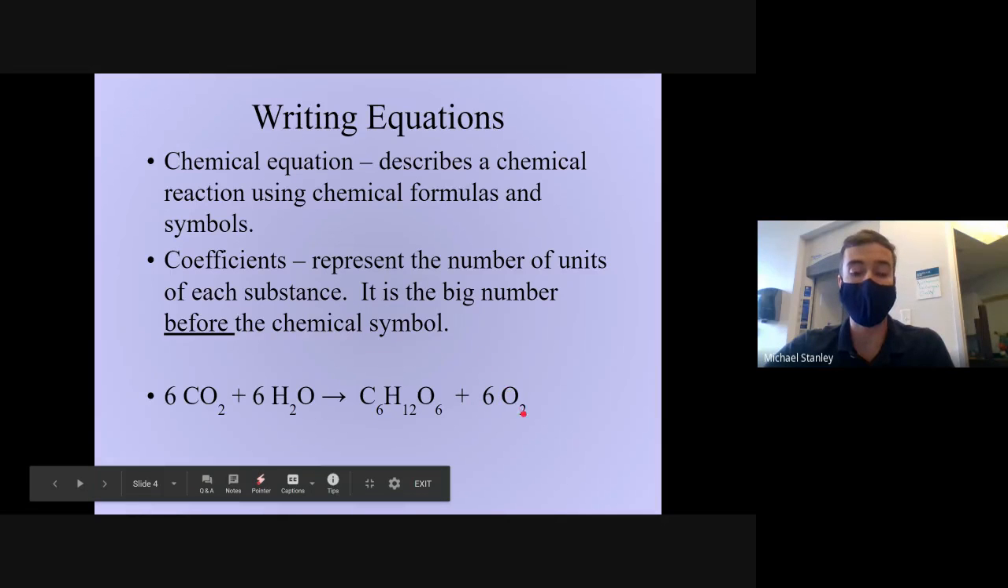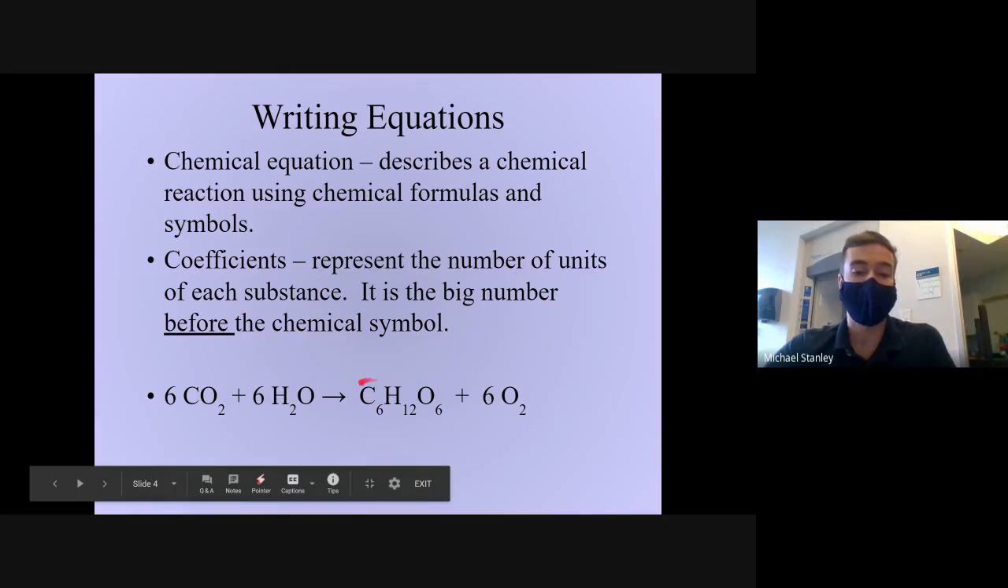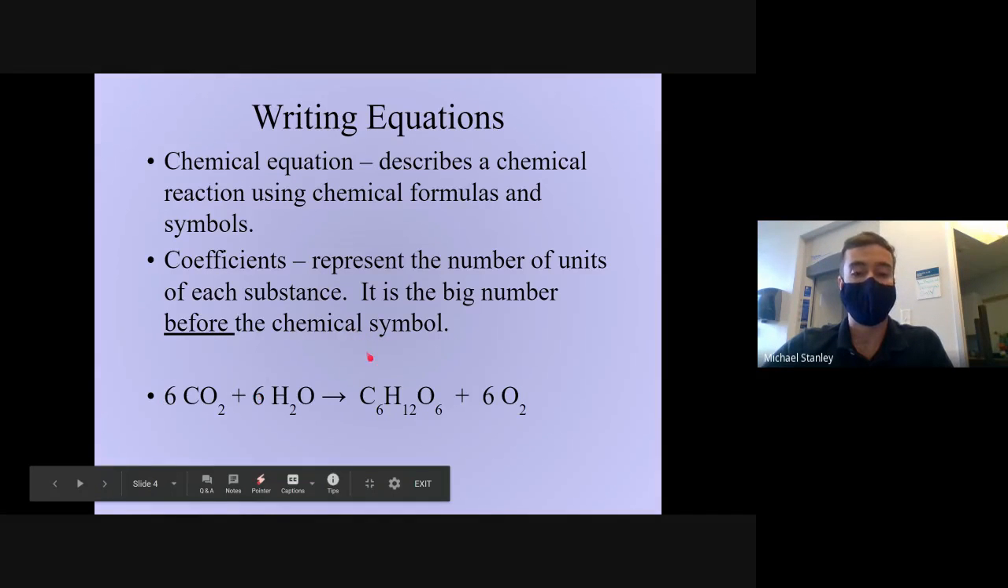and 6 O2 elements. When there isn't a coefficient in front of the compound or atom, it's like there's an invisible number 1 right there. So if there isn't any big coefficient number, we just assume there's 1 molecule of glucose. So 6 carbon dioxides and 6 waters turn into 1 glucose and 6 oxygens, 6 O2s. So these big numbers here are the coefficients.